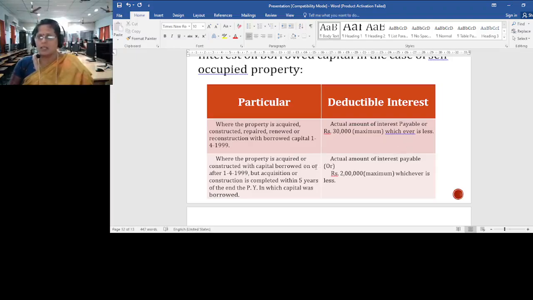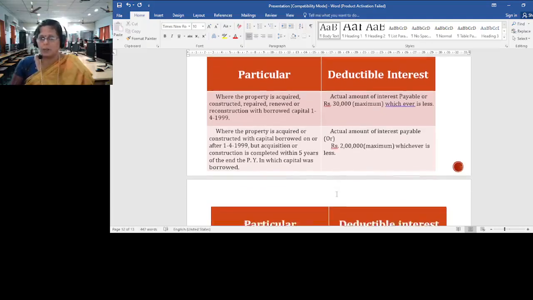Where the property is acquired on or after 1/4/1999, if the property is acquired or constructed, when you claim this interest on borrowed capital, it will be falling on or after 1/4/1999. In that case, the deductible interest amount will be the actual amount of interest payable or rupees 2 lakh, whichever is less. This is meant for self-occupied property.